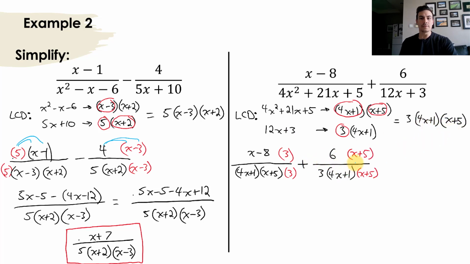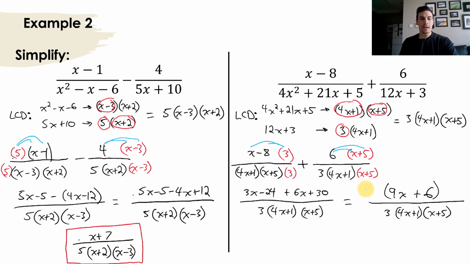So we'll multiply by x plus 5 over x plus 5. And we can go ahead and start multiplying through. So I'm going to distribute this 3, and I'll distribute this 6. And that's how we get this in my numerator, 3x minus 24 plus 6x plus 30. And start combining my like terms, and I get this here.